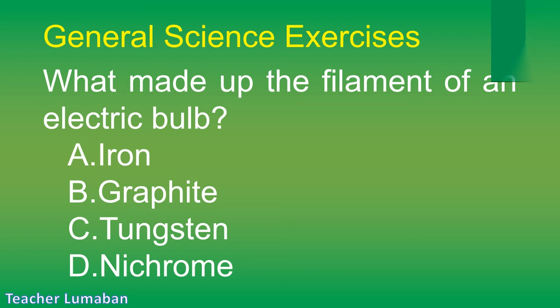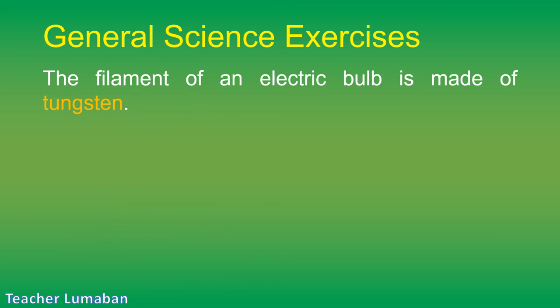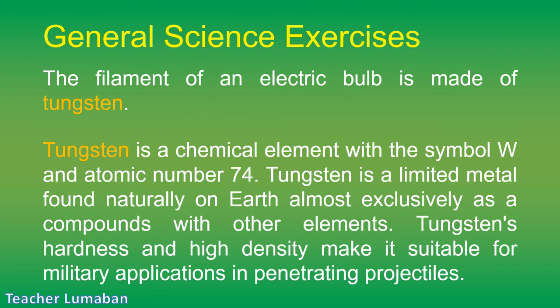The correct answer is letter C, tungsten. The filament of an electric bulb is made of tungsten. Tungsten is a chemical element with the symbol W and atomic number 74. Tungsten is a rare metal found naturally on Earth almost exclusively as a compound with other elements. Tungsten's hardness and high density make it suitable for military applications in penetrating projectiles.